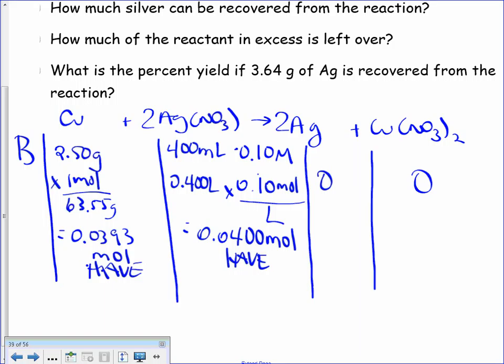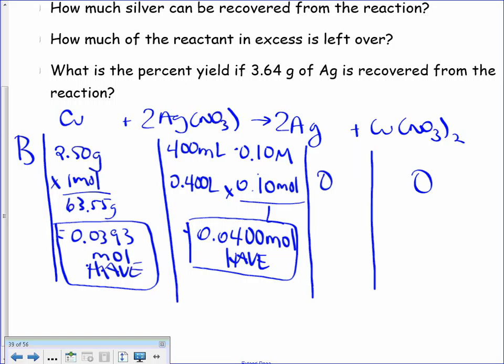Stop for one second. Has everyone gotten their amounts before the reaction for your two reactants? 0.0393 copper, and then 0.04 for the silver nitrate. Okay, stop here and somebody tell me if they're confident. How do you figure out who the LR is?